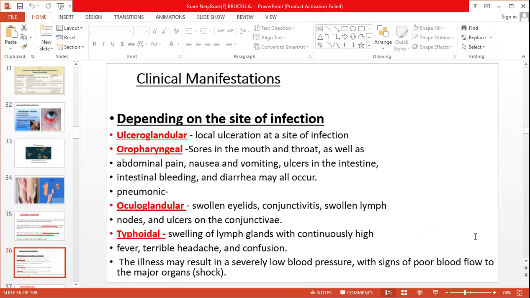Ulceroglandular is a local laceration at the site of infection. Oropharyngeal: sore in the mouth and throat, as well as abdominal pain, nausea, vomiting, and ulcers in the intestine. Oculoglandular: swollen eyelids, conjunctivitis, swollen lymph nodes, and ulcers. Typhoidal: swelling of the lymph nodes and occasionally high fever, terrible headache, and confusion.